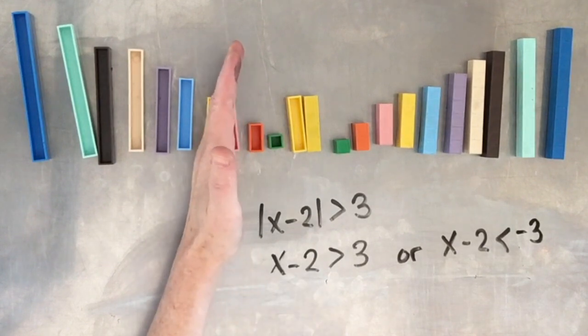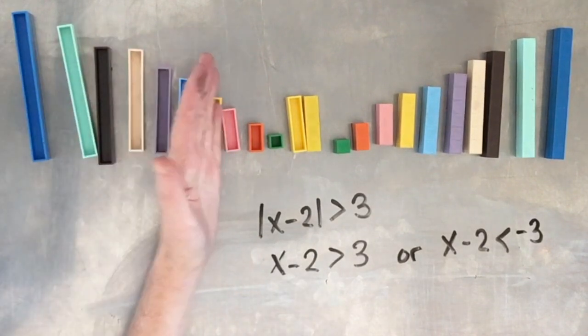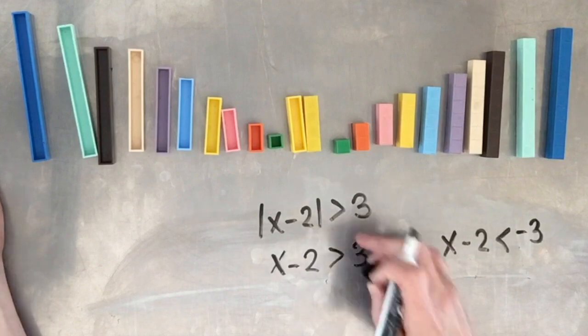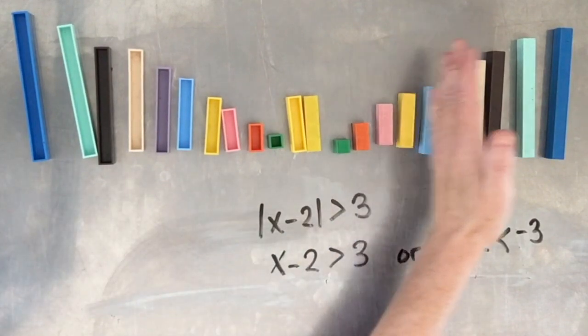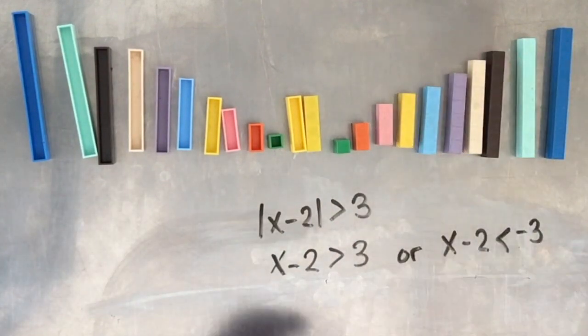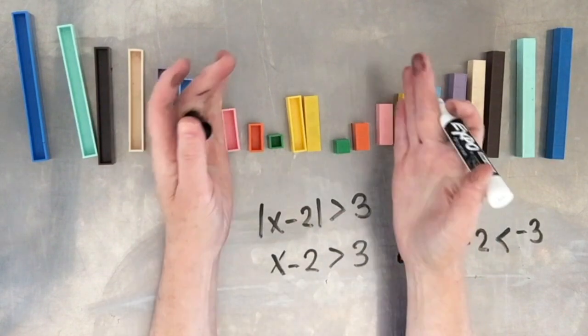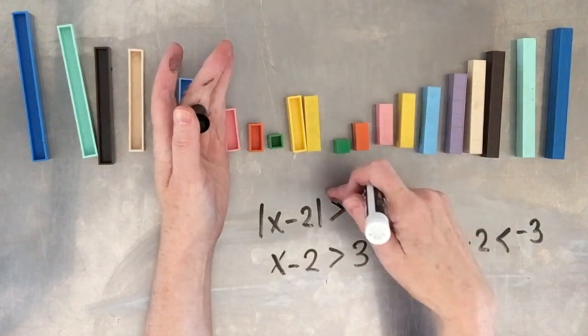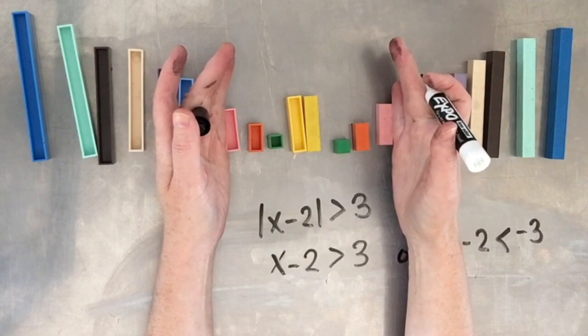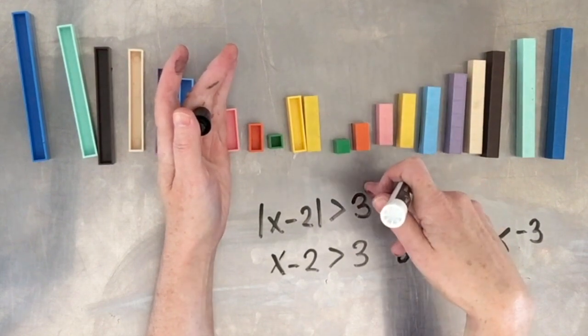We're looking less than negative 3 because this will make the steps to 0 greater than 3, and we're looking greater than 3 because this will also make the steps to 0 greater than 3. Anything in between doesn't satisfy that. It makes it less than 3, and we're looking for greater than 3.